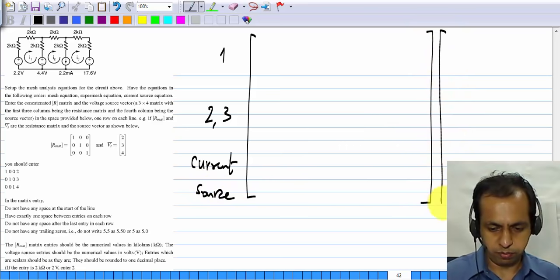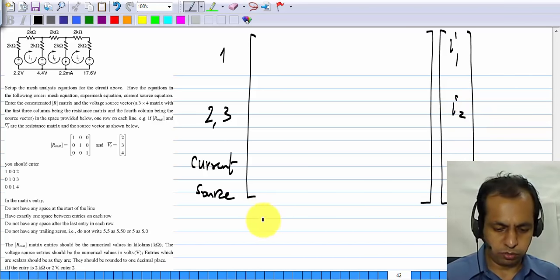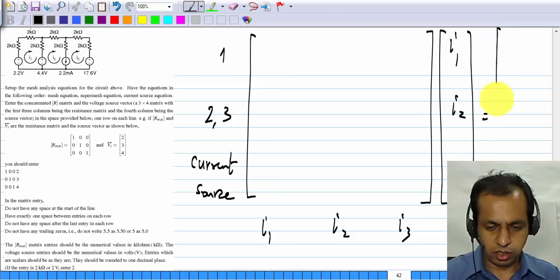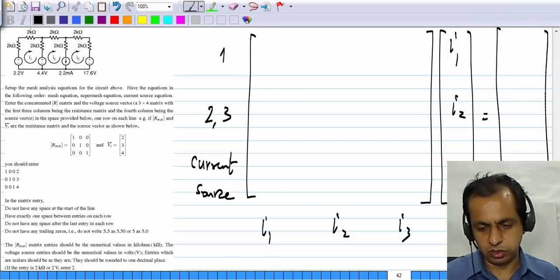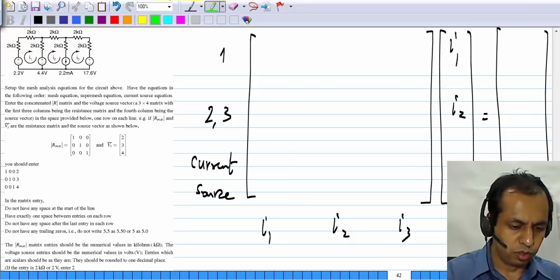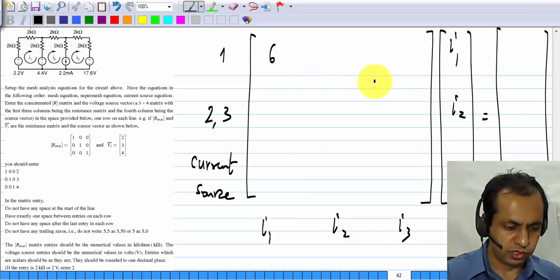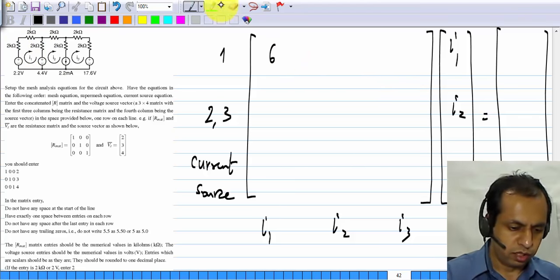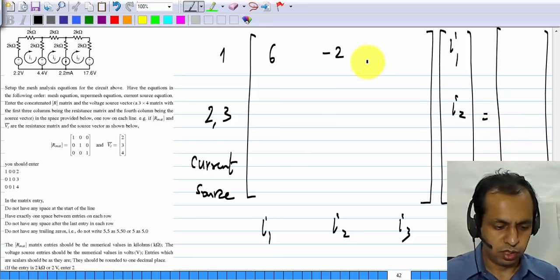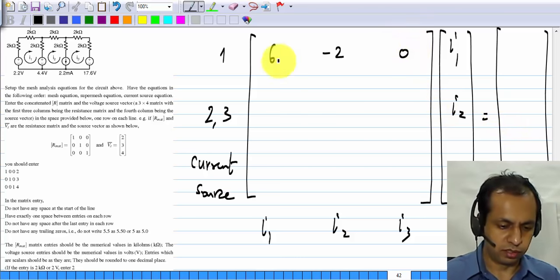Okay, and the 3 columns of this naturally will be for I1, I2 and I3, and this whole thing equals the source vector. Okay, so for mesh 1, the total resistance is 6. Okay, and common to mesh 1 and 2 we have 2, so we'll have minus 2 over there, and common to meshes 1 and 3 there is nothing.